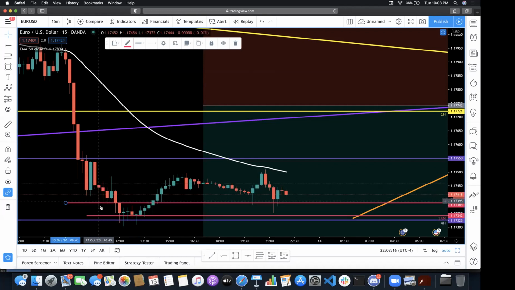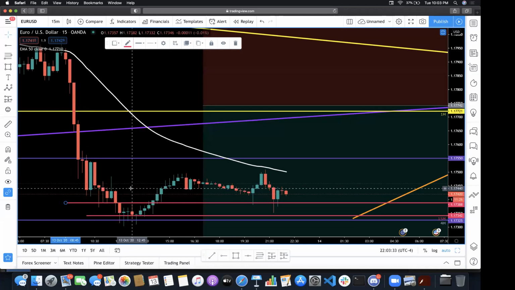So if this hammer right here was actually filled in with a full body, that would be considered a mother bar, and all of these candles would be inside bars. This would be considered an inside bar setup. And that's another thing that I look for. It's the same thing as a master candle, right?